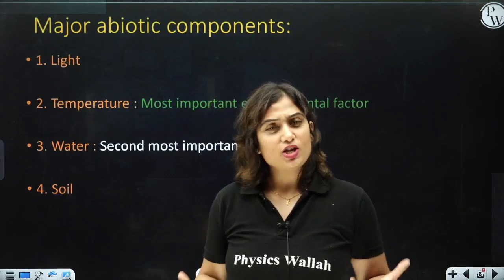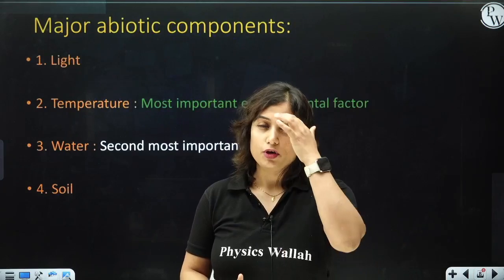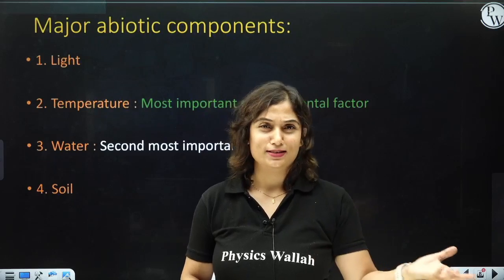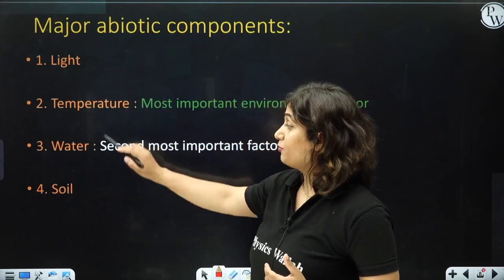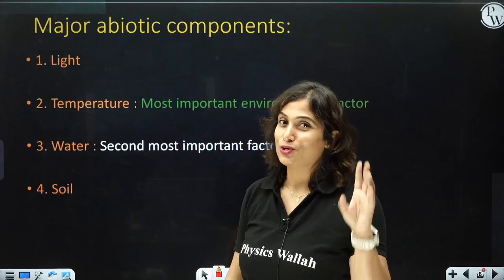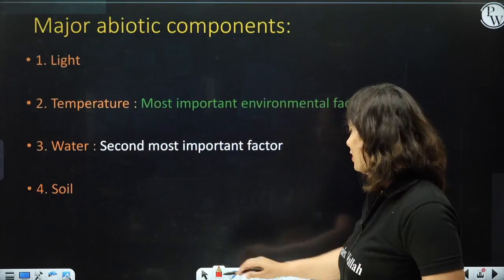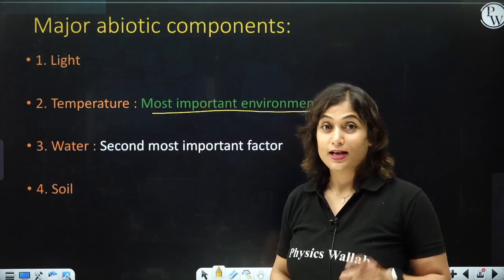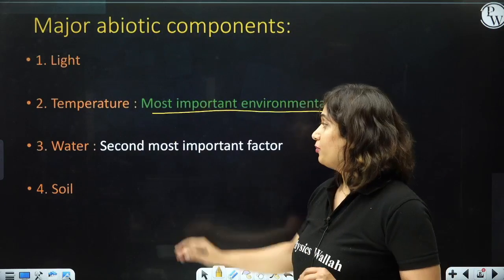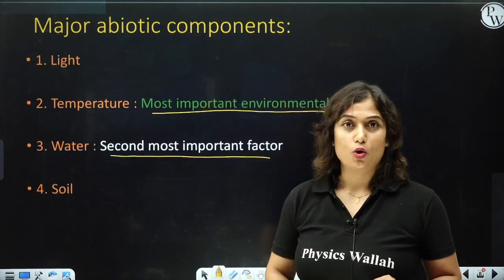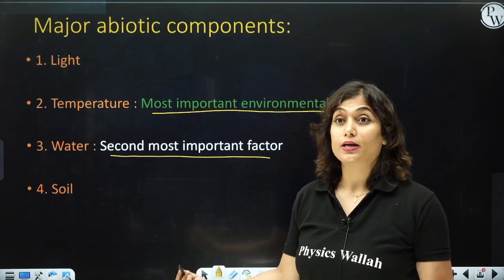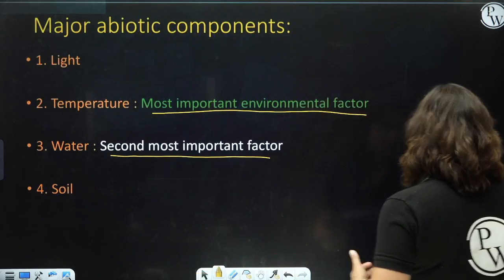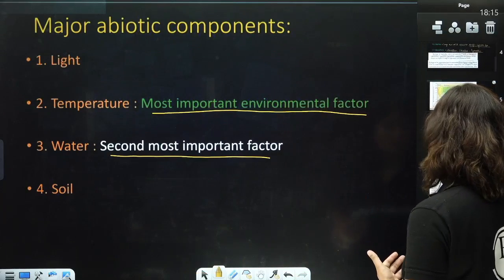Yes, the major abiotic components, the non-living, environmental components which decide the flora and fauna of any area, are light, temperature, water and soil. And the most important, according to NCERT, the most important environmental factor is temperature. Remember this point. And after temperature, the second most important factor is water. All four of them are important, but if the question comes, which is the most important one, then your answer will be temperature. So let's discuss them one by one.